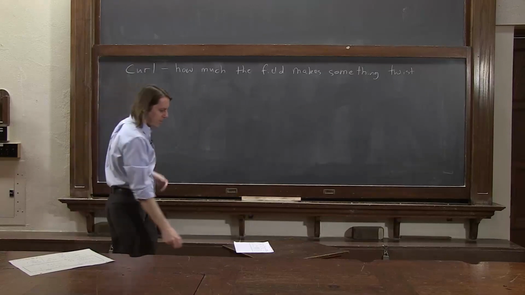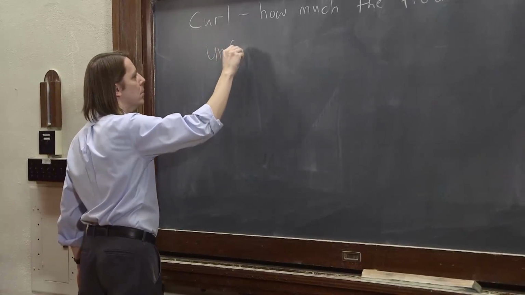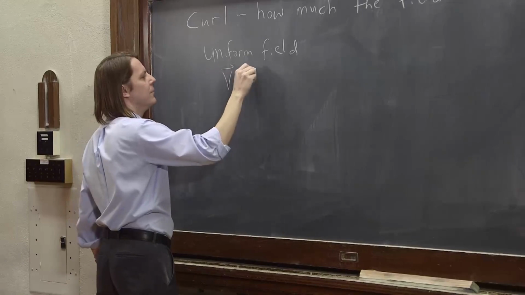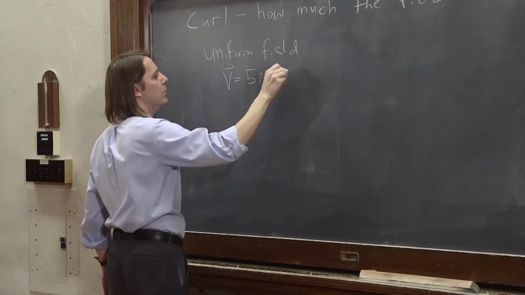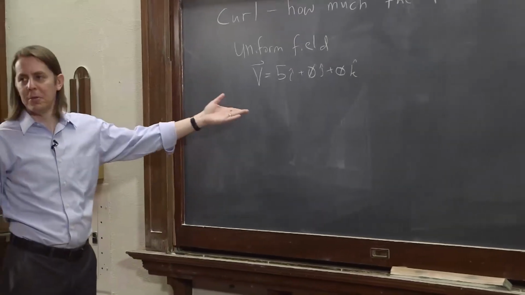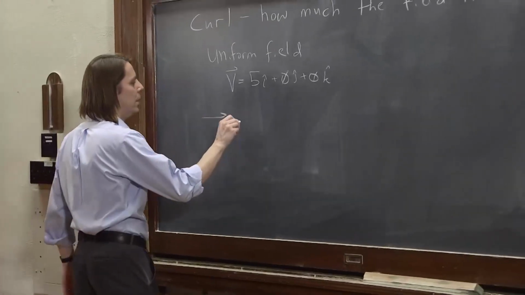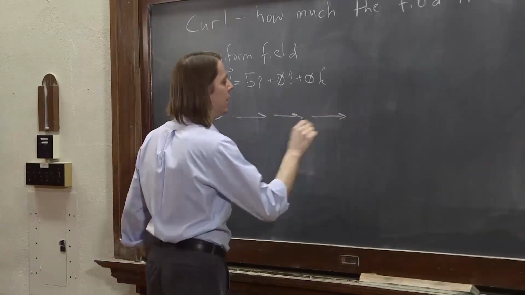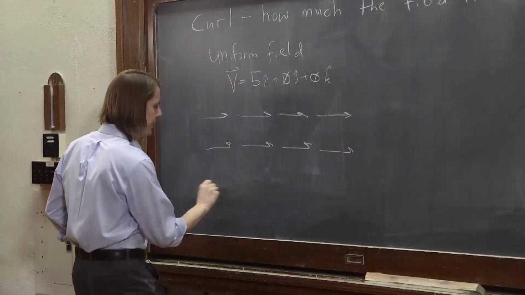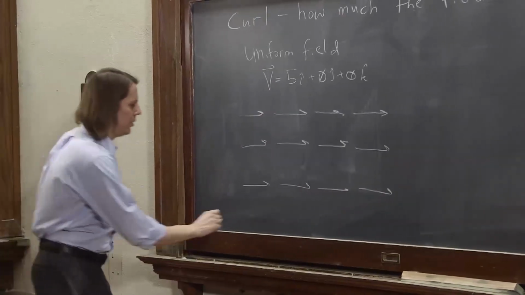Let's start with a uniform field. Let's say that V is 5 i hat plus 0 j hat plus 0 k hat. That's just a uniform field pointing to the right with magnitude 5. Right? So we could draw a field like that. These vectors, say, are 5 units long, and they're all the same size. They're all pointing in the x hat direction. Oh, let's do another layer.